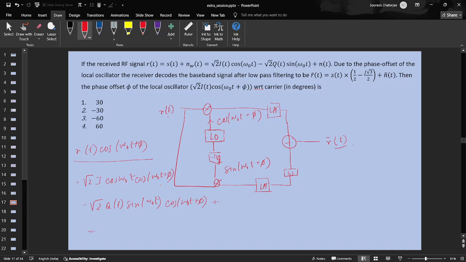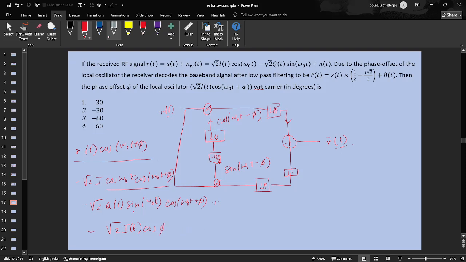So here I am supposed to get a 2 omega naught t plus phi kind of component and another component only containing phi. We do not care about the 2 omega naught thing because we are passing it through the low pass filter. So what are we getting from cos omega naught t times cos omega naught t plus phi? If you talk about the baseband part, it's cos a plus b plus cos a minus b, right? So essentially we have cos phi here.